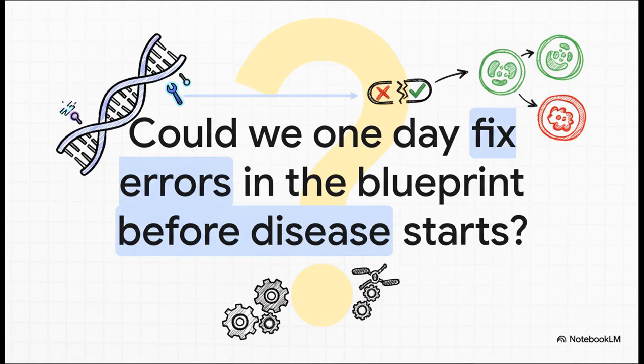So, there you have it. We've gone from the fundamental flow of information in a cell to the tiny molecular switches that keep it all in check, and we've seen how just one broken switch can lead to cancer. And as we get better and better at reading this incredibly complex genetic blueprint, it leaves us with a huge, hopeful question for the future. Will we one day be able to move beyond just treating the breakdown and actually go back and fix the typos in the blueprint before they can ever cause a problem?